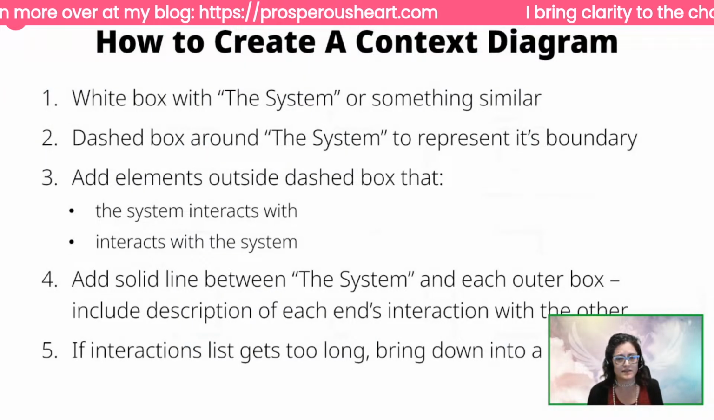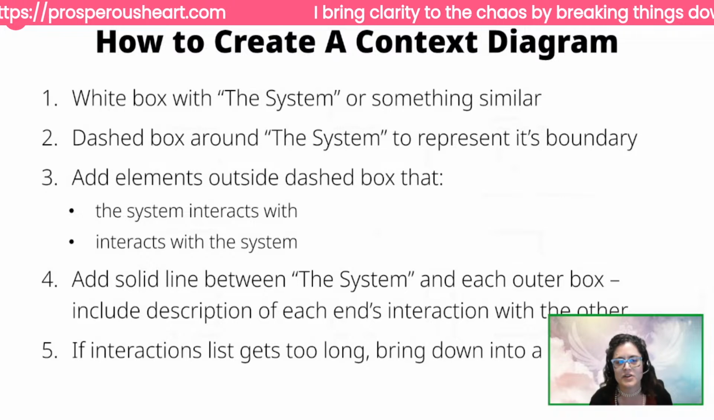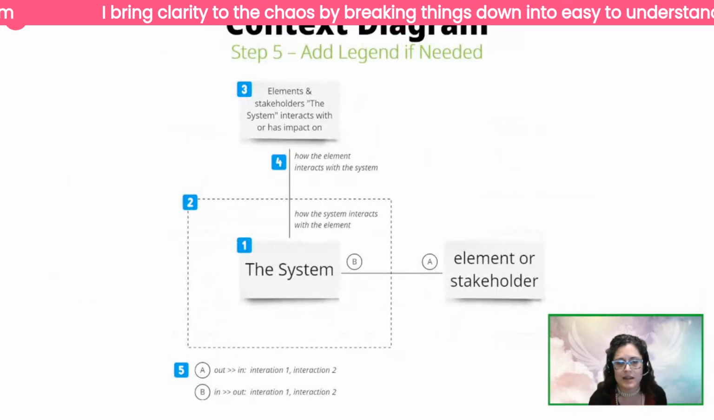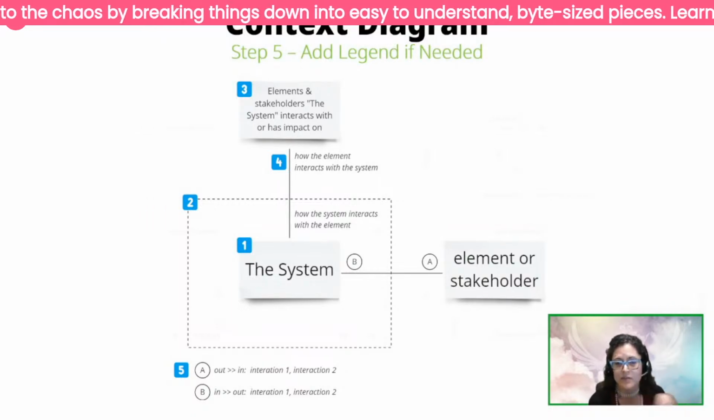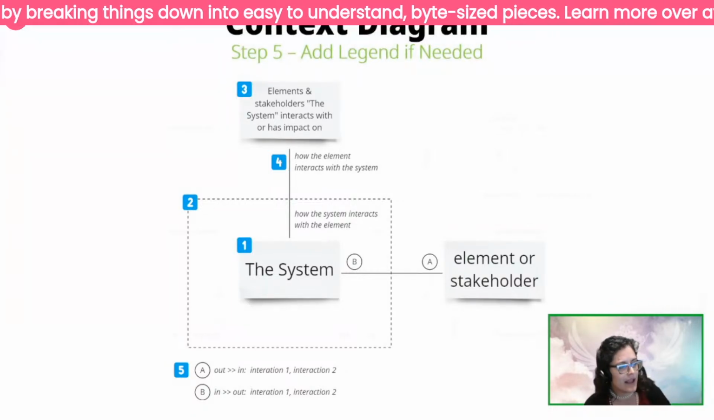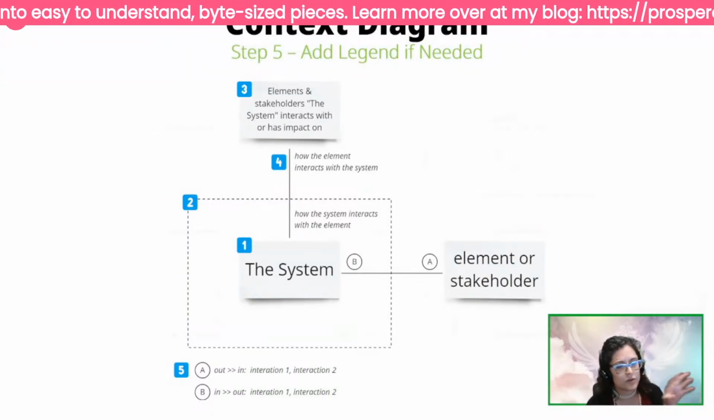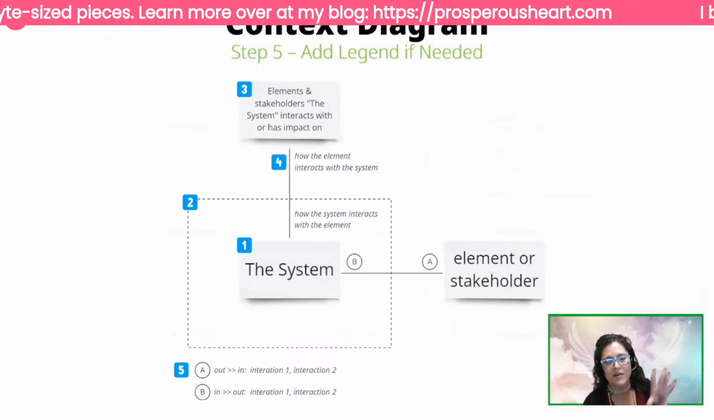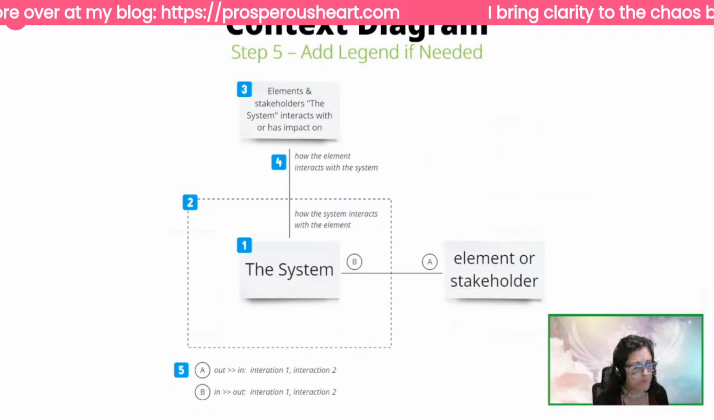Last but not least, at least on this particular piece, if the interaction gets too long, you can bring them down into a legend. So what that legend might look like is something like this. Where the A and B are, that indicates that side of the boundary line. And you can see that A is an outside element going in, and it is interaction one, interaction two. So it could have 20 interactions, but if it got too cluttered on that line, you'd put it down into that legend down below.